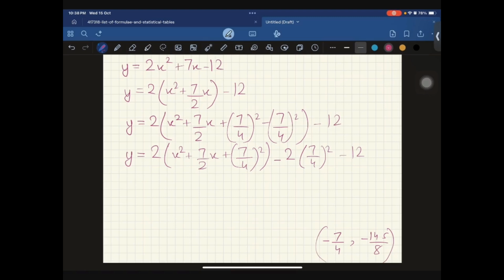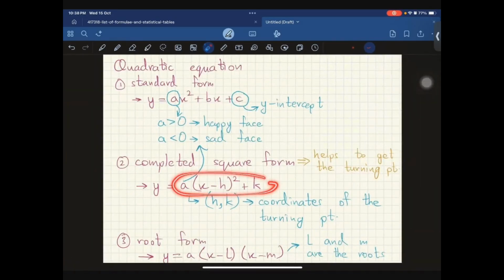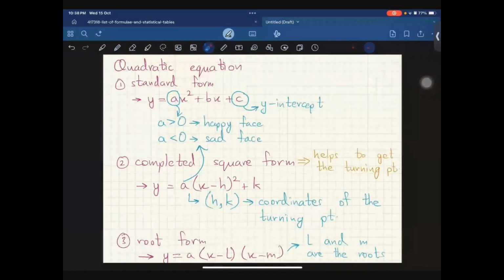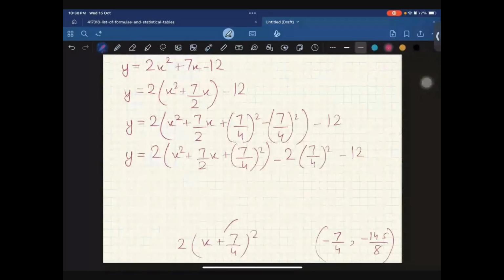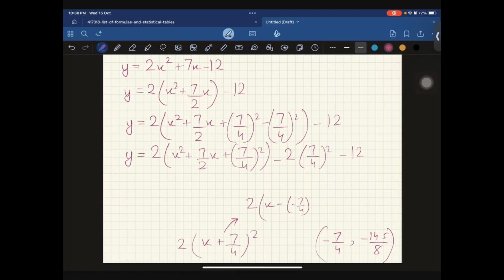So the reason is that you'll probably have gotten something like x plus 7 upon 4 squared, right? So the general form that we had, if it's x minus h, then the turning point is h. So you can basically think of it in this way. Now you have this, so you can write this as x minus 7 upon 4. Now, you see you've got that term. So now this part is h.